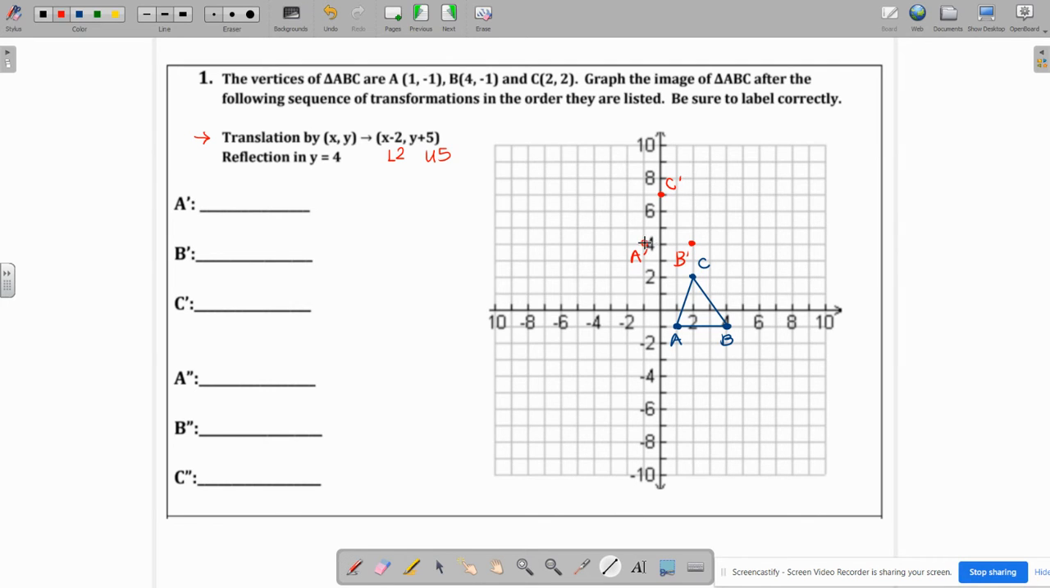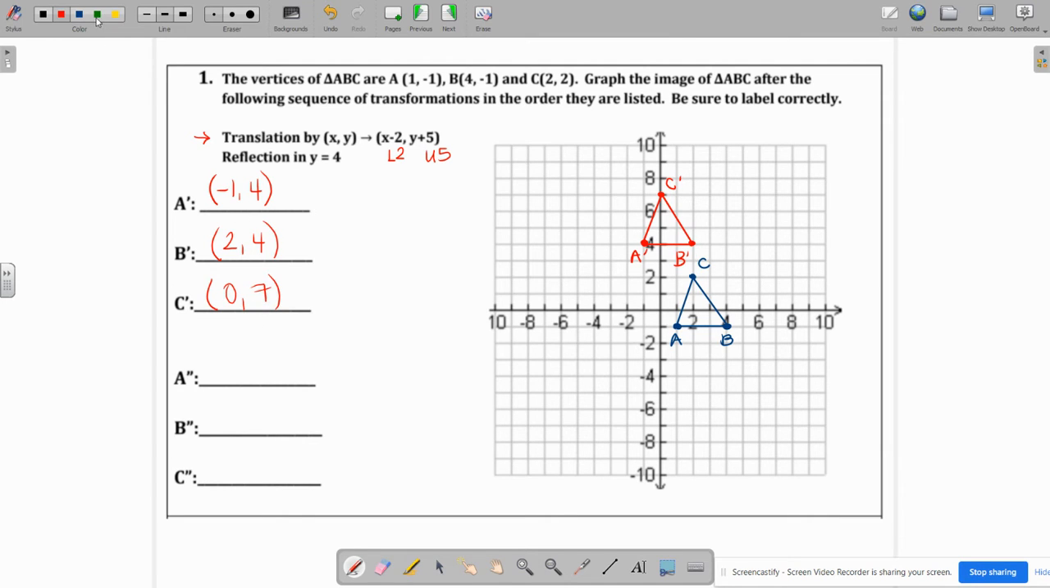And I can show that this is a triangle. Go ahead and close those shapes. And then we can write down our coordinates. So A prime is at negative 1, 4. B prime is at 2, 4. And then C prime we would have at 0, 7.